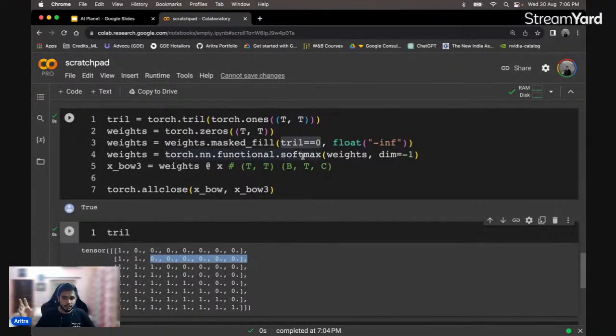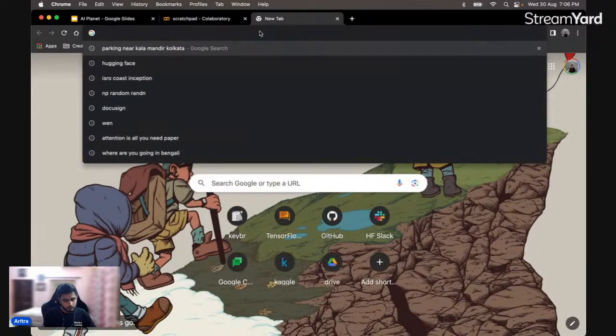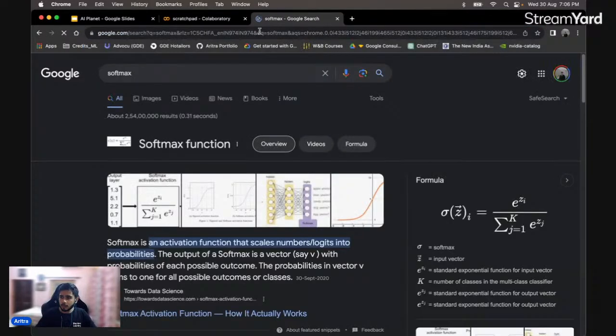And what does a softmax function do? It takes an exponential, e to the power of z_i, divided by the summation of the entire thing. This is the formula, and the denominator is a normalizing factor. Softmax is very frequently used, so think about it.